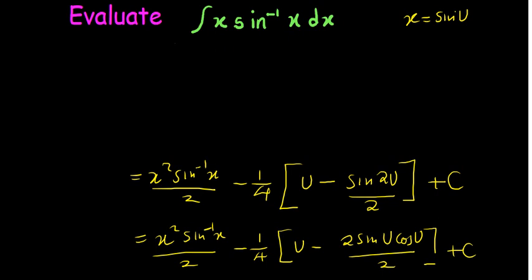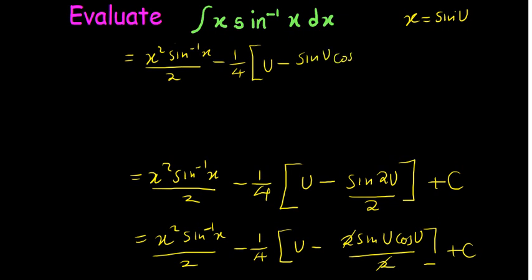So I'll just write it now on top here. That is going to be x squared sine inverse of x divided by 2 minus 1 over 4, we have a u, and then minus, this 2 and this 2 can cancel out, so that will be sine of u cosine of u, and then plus a c.